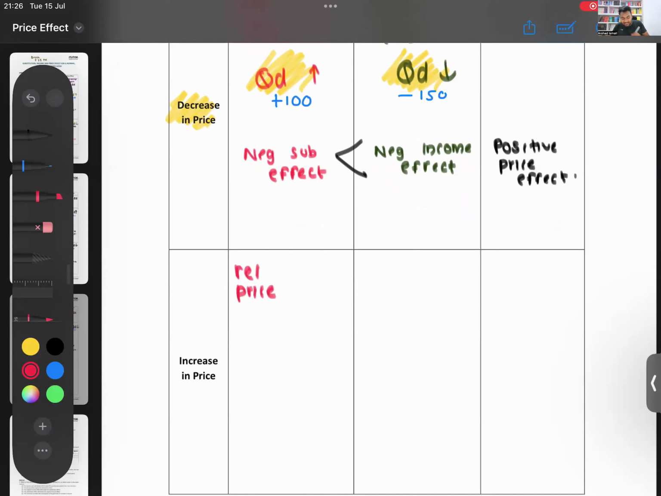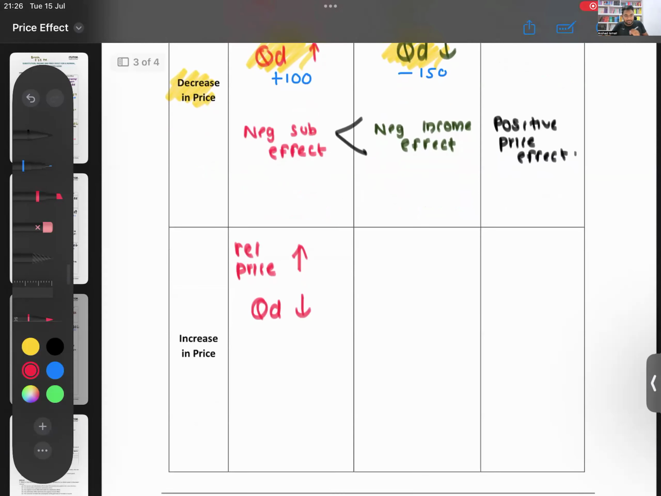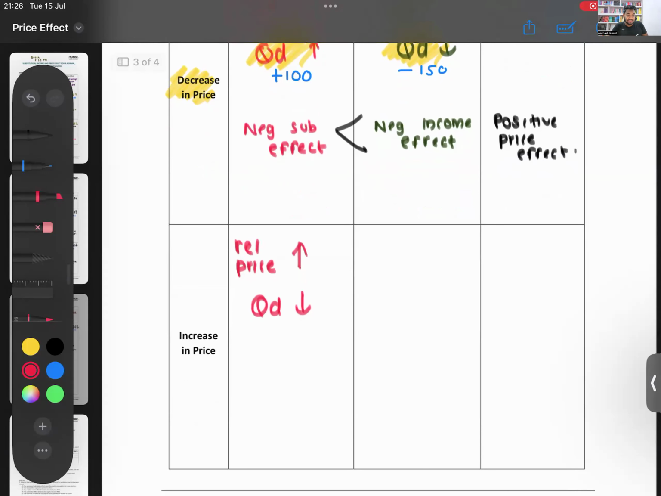If Samba prices go up, now that Samba brand is more expensive than the other brands, no? Relative price will increase. Then what happens, Lamai? If the relative price increases, what will happen to QD? QD will come down. Substitution effect is negative. When you did this, did you realize something about the substitution effect? I'll give you some shortcuts to remember this.